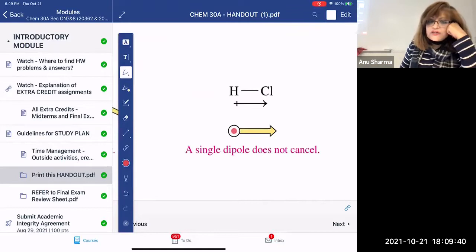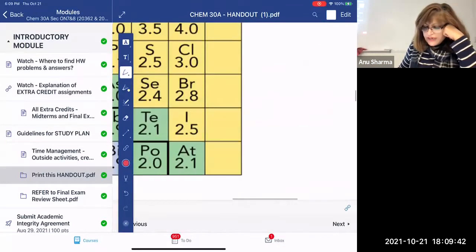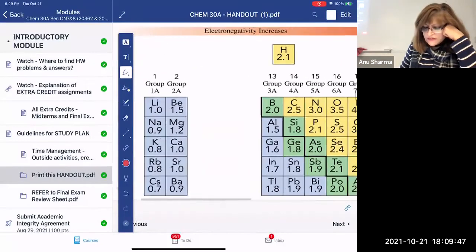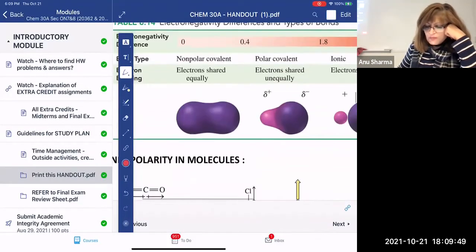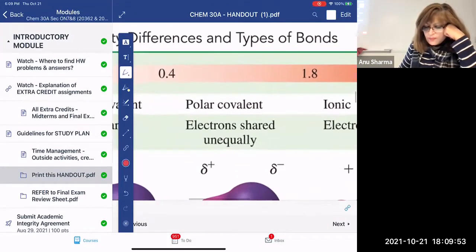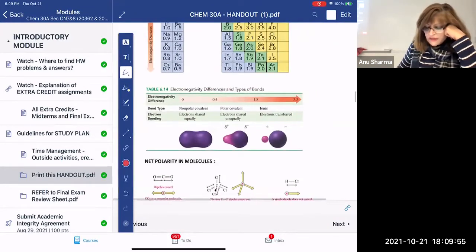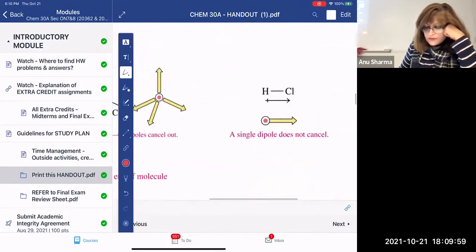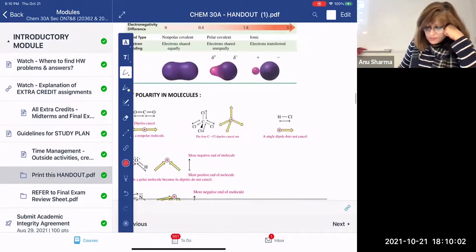Chlorine is more electronegative than hydrogen. Chlorine's electronegativity is 3.0. Hydrogen's electronegativity is 2.1. So 3.0 minus 2.1 falls in the category of polar covalent. So there is a charge, and this becomes a polar molecule.